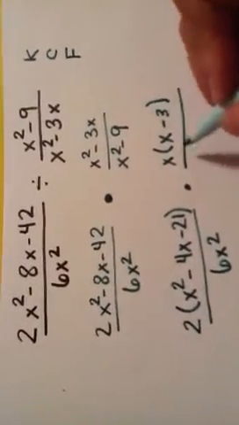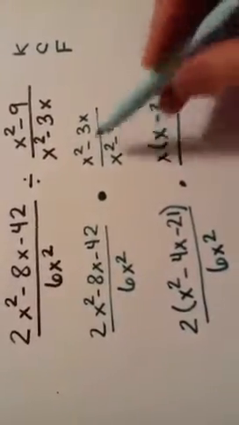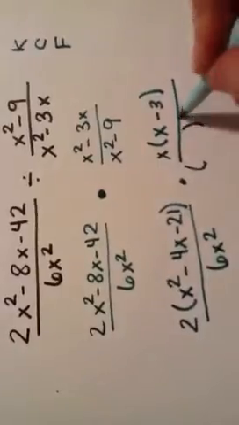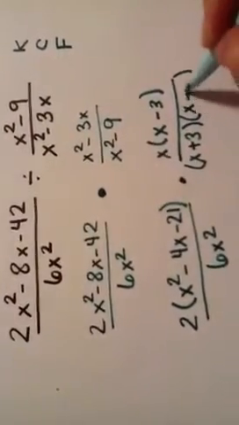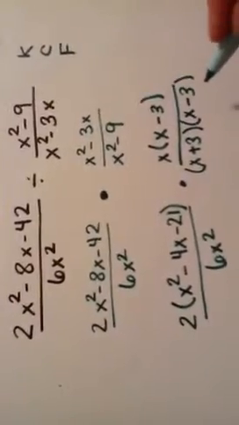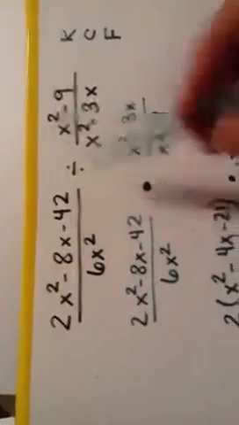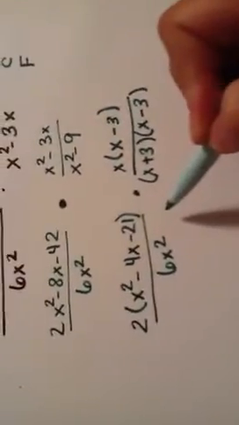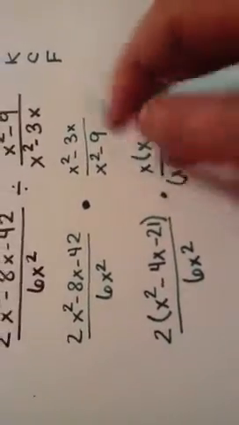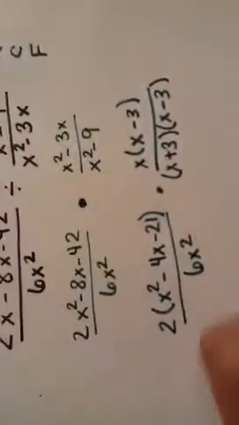Okay, now we have this x squared minus 9. This is called a difference of perfect squares. So one would be x plus 3 and the other would be x minus 3. So we basically took our pretty hefty problem from the top, changed it to multiplication, then went and factored it as best we could.